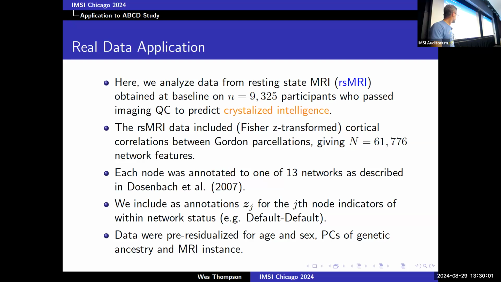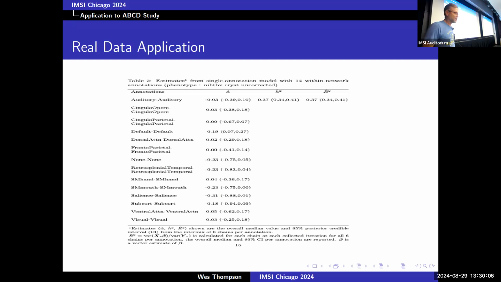We pre-residualized the data for age, sex, genetic ancestry, and MR instance. I don't know if you can see this. The H squared estimate from this model was 0.37, meaning that the theoretically maximum amount of variation. Sorry, the phenotype was crystallized intelligence, but I didn't say this before. So the phenotype we're trying to predict is crystallized intelligence. So the maximum amount of predictive power we could possibly have, if we estimated all those betas perfectly, if we had an infinite training sample, would be 37%. So that's kind of an upper bound on our ability to predict that.